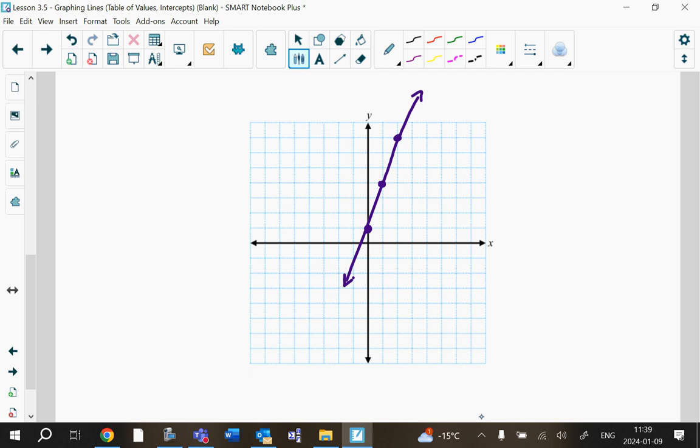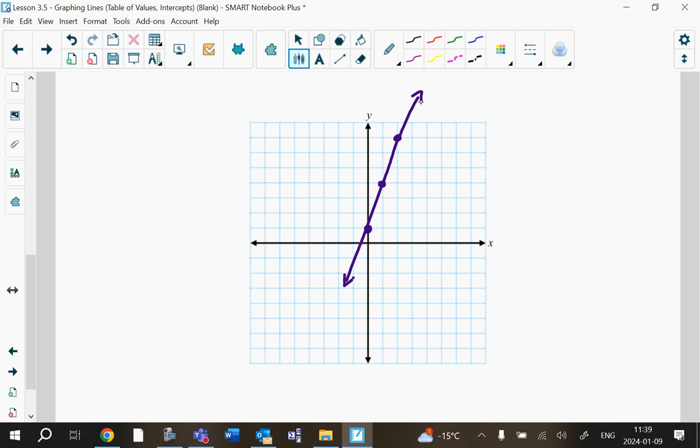And remember, you could choose any numbers for x that you want. It's just that often 0, 1, and 2 are easy numbers to work with. Some students choose negative numbers, and that's fine. It'll work. But sometimes it's easy to make a little mistake when you're working with negatives. That's all I would caution you about.